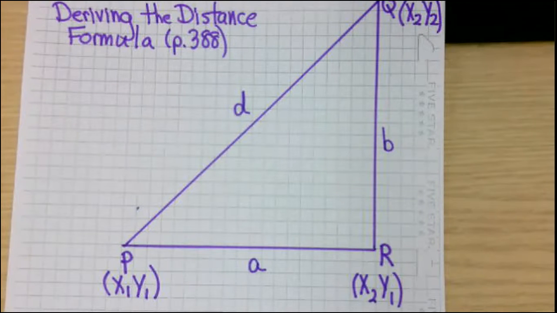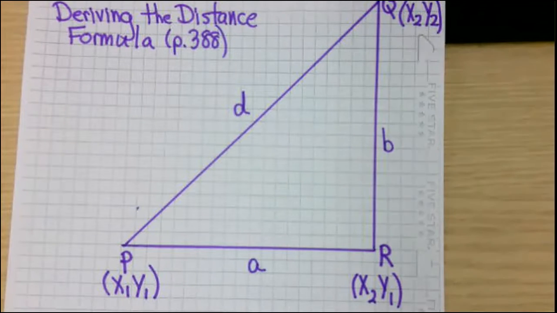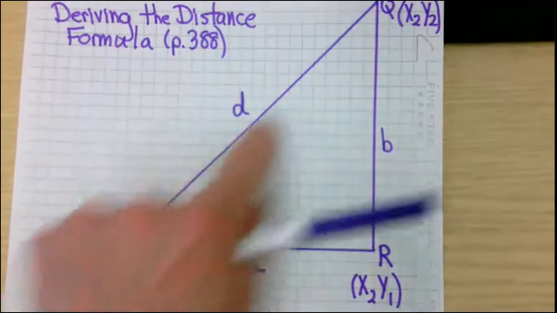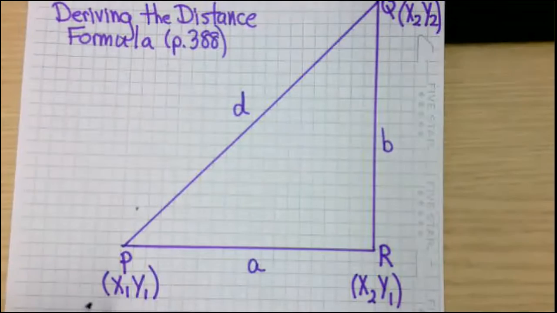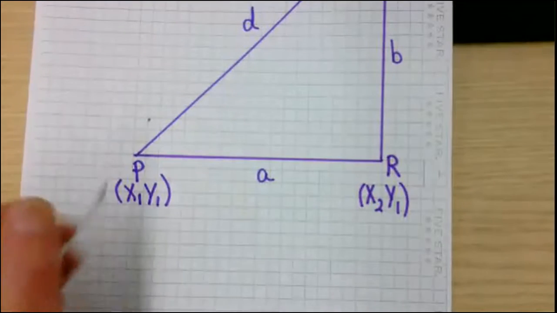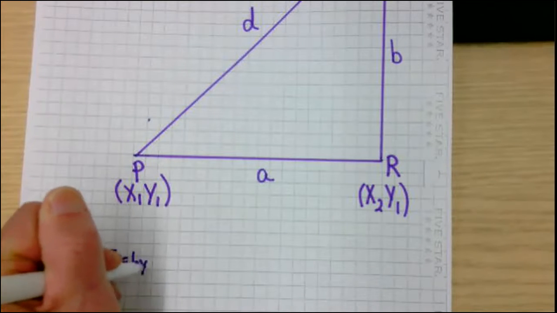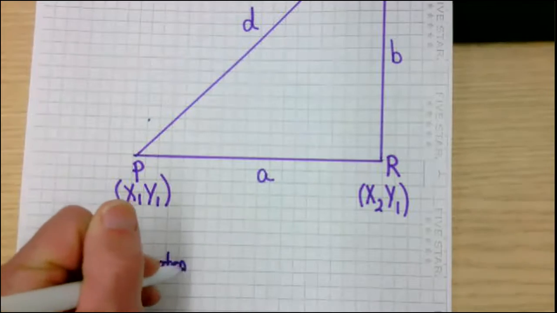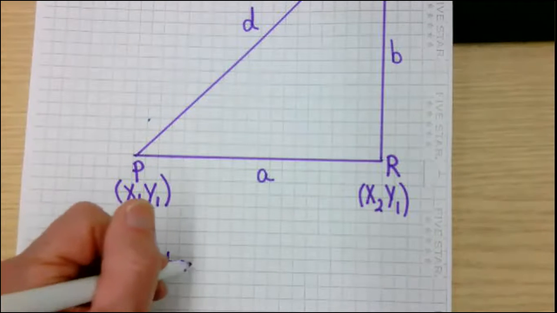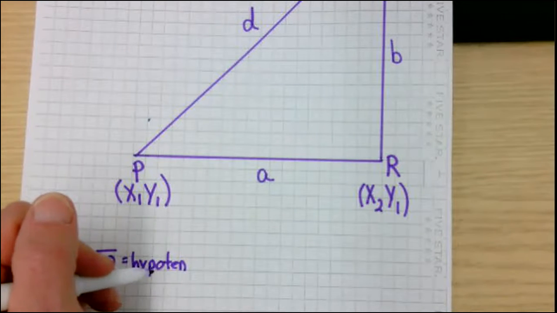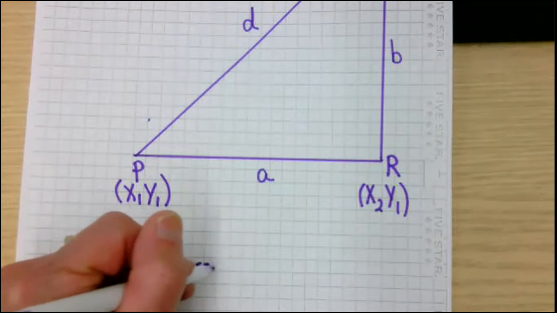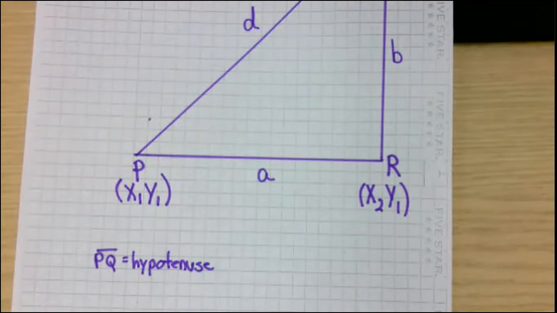Okay, triangle PQR is a right triangle, with hypotenuse PQ. PQ is the hypotenuse. So if you're filling that out in your book, segment PQ equals the hypotenuse. Did I spell that wrong? T-E-N-U, no, that was right. Hypotenuse, right? And triangle PQR is a right triangle, we already said.